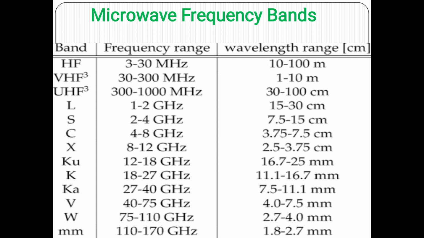Ka band, 27 to 40 gigahertz, 7.5 to 11.1 millimeter. V band, 40 to 75 gigahertz, 4 to 7.5 millimeter. W band, 75 to 110 gigahertz, 2.7 to 4.0 millimeter. MM band, 110 to 170 gigahertz, 1.7 to 2.7 millimeter.